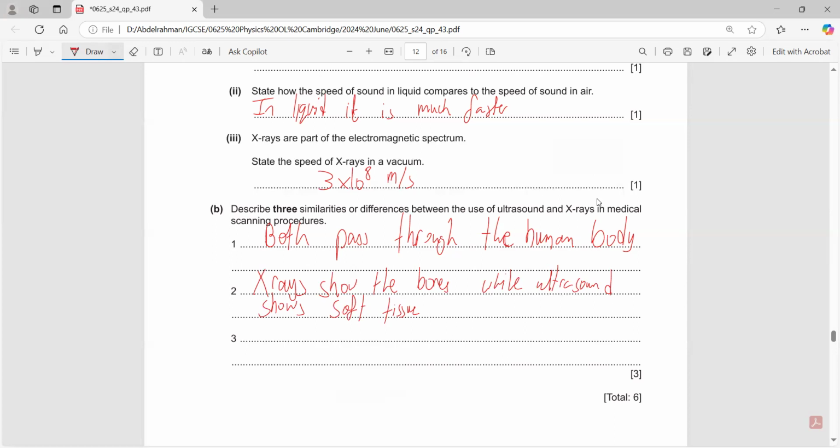A third difference between them would be that X-rays are much more harmful. Why? Because they are part of the electromagnetic radiation. X-rays are harmful. Ultrasound is not harmful at all, because of the radiation. X-rays produce radiation, the very high frequency of this electromagnetic radiation.